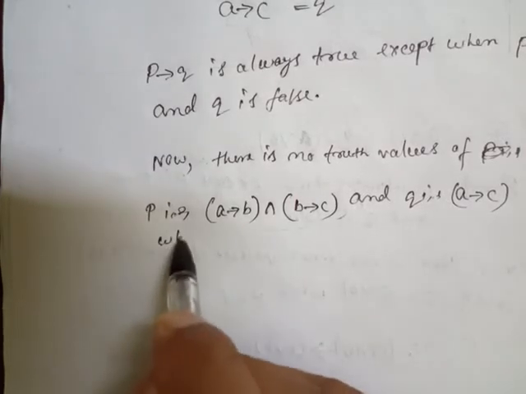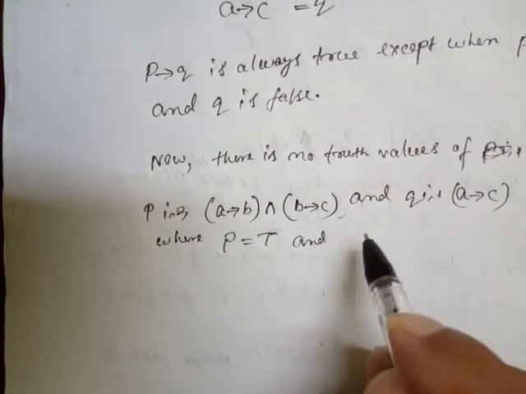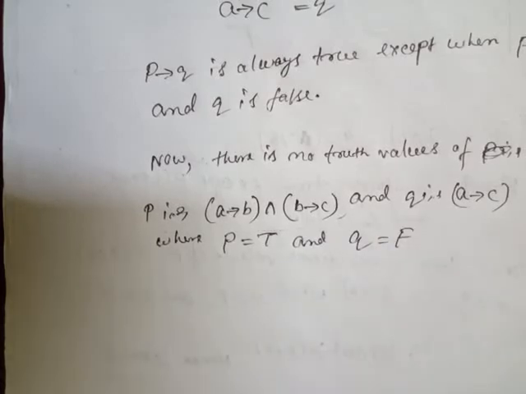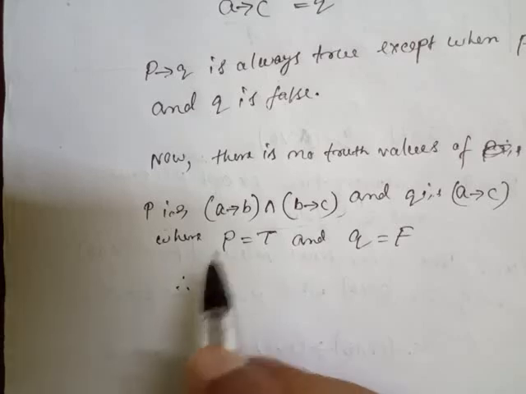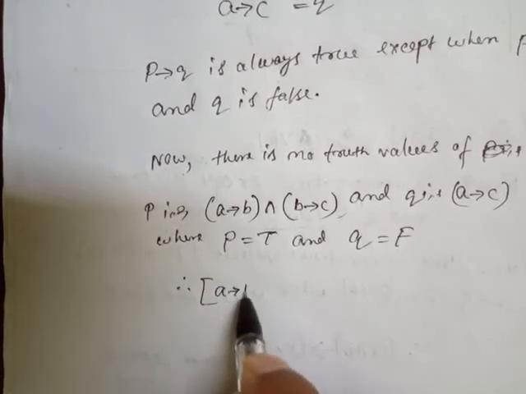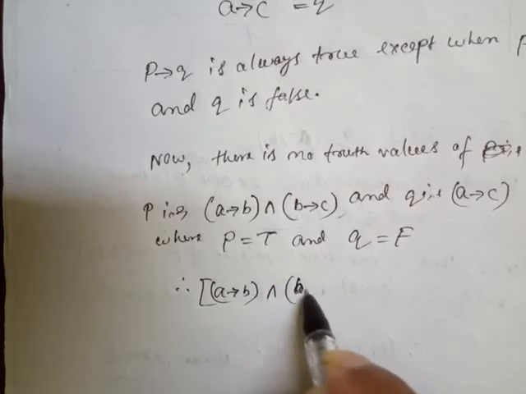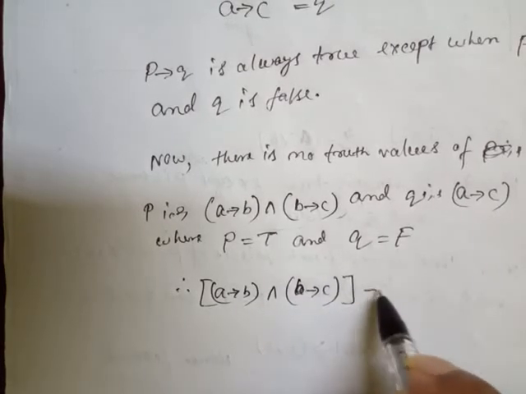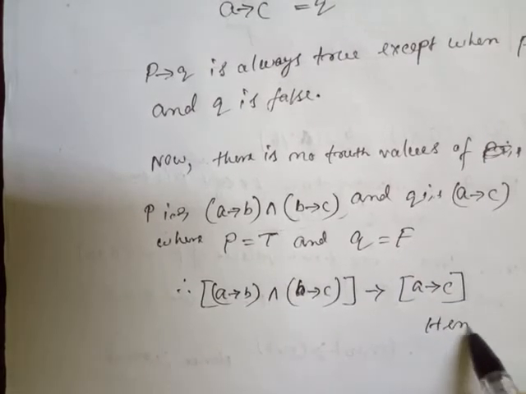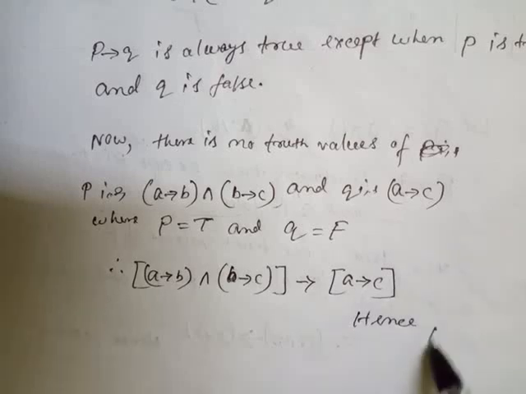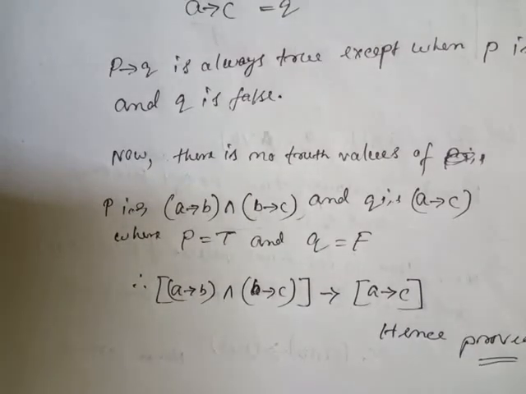where P is true and Q is false. So in this case, in the last line, therefore A implication B conjunction B implication C implies A implication C, hence proved. So this is 3A and 3B over now.